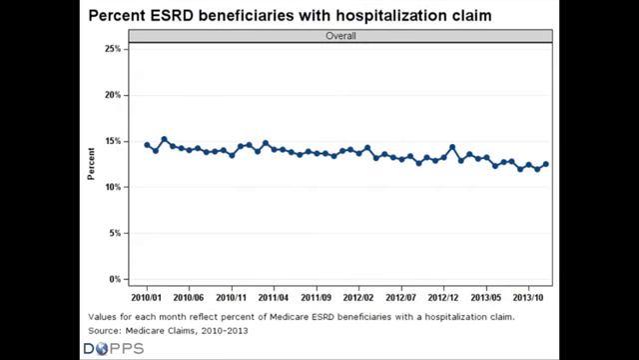So this first slide is demonstrating the patient-level proportion of ESRD beneficiaries with a hospitalization claim in the same month. On the left side, in January 2010, 14.6% of patients had a claim for inpatient hospitalization. On the right side of the graph, in December 2013, 12.5% of patients had a hospitalization claim. So over this 3-year period, or 4-year period rather, there's a very gradual and steady decline in hospitalizations.